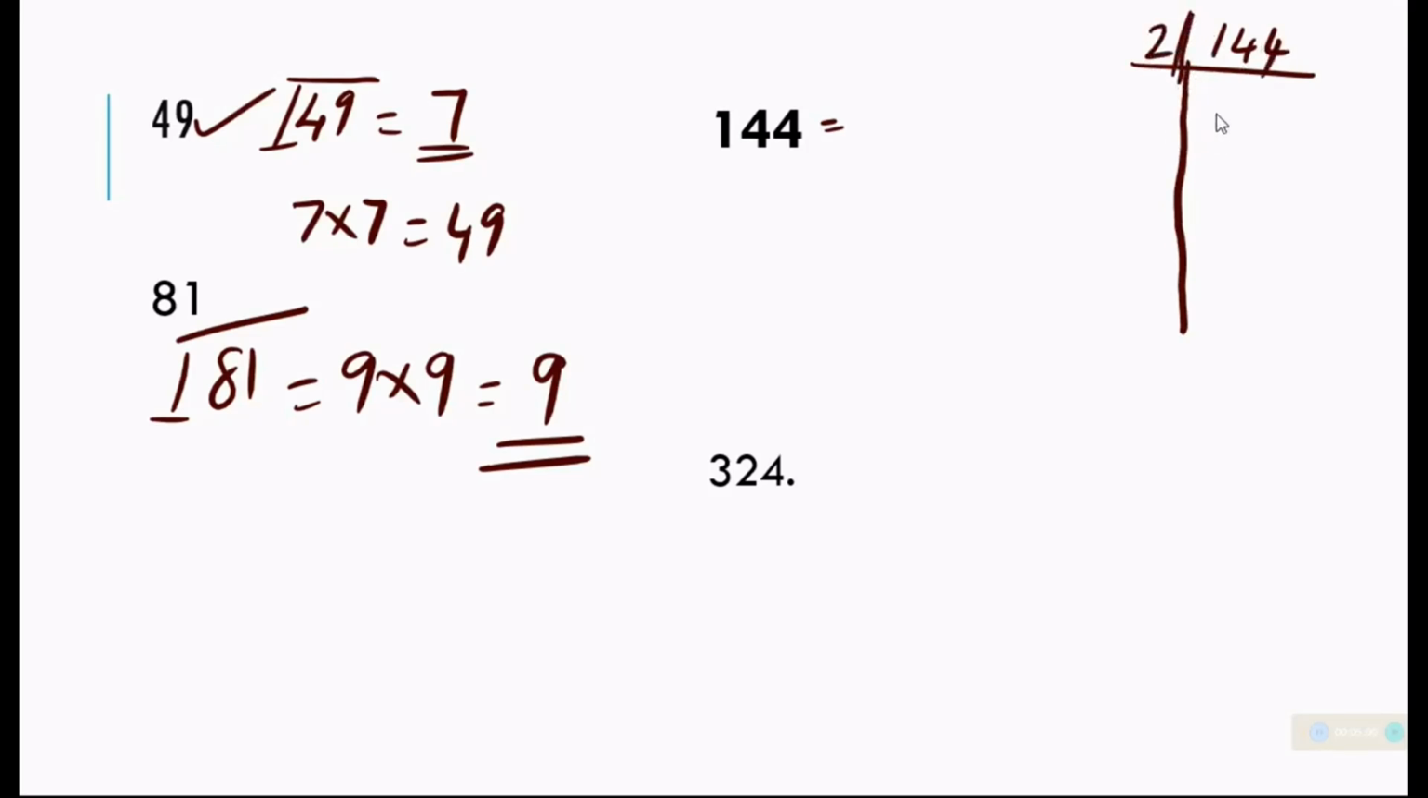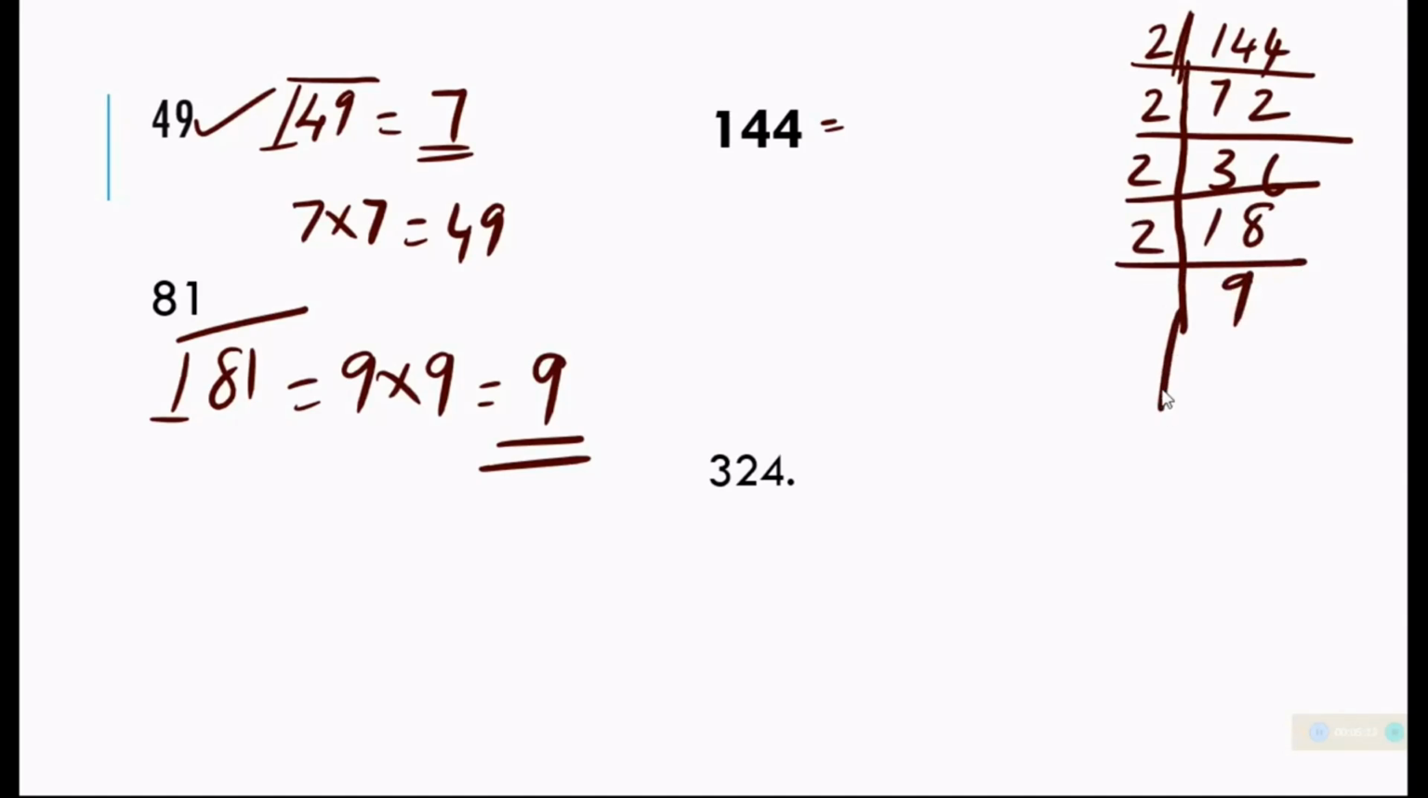2, if it is divisible by 2. 7 2s are 14, 2 2s are 4, again 2. We will write 3 2s are 6, 6 2s are 12, again 2. 1 2s are 2, 16 18, again 2, 9. अभी 2 से डिवाइड नहीं होगा, so write 3 3s, वापस 3, 1.